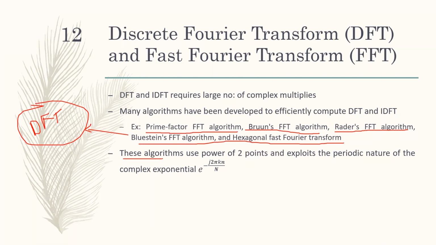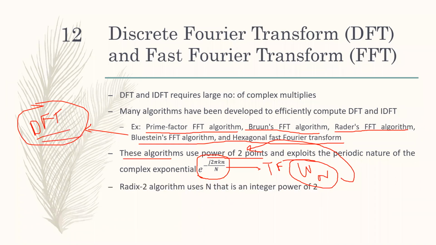Now, in general, these algorithms make use of powers of two, that is, power of 2 points. That is what I discussed in the previous slide, which tries to use the periodicity of the exponential term, which in our case is the twiddle factor Wn. Wn is periodic in nature. So we use this, and in radix 2, or the power of 2 points, we try to estimate the DFT in a much faster way. That is what we are looking out for.